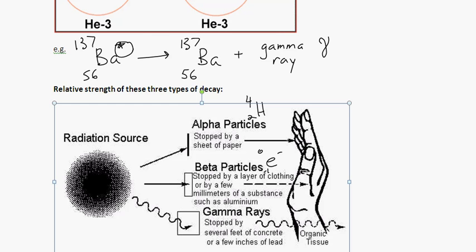Gamma rays, however, and these are the most dangerous ones, and that's because they can penetrate organic tissue. Similar to X-rays. X-rays can penetrate your tissues, but they can't penetrate your bone, which is why they're used for X-rays. Gamma rays are even higher energy. To stop them, you would need a few inches of lead, so that would be a vest much thicker than the one that you wear when you go to the dentist for an X-ray, or several feet of concrete.